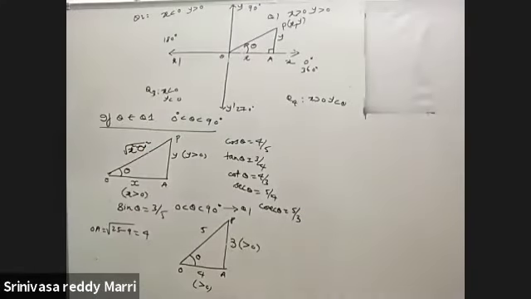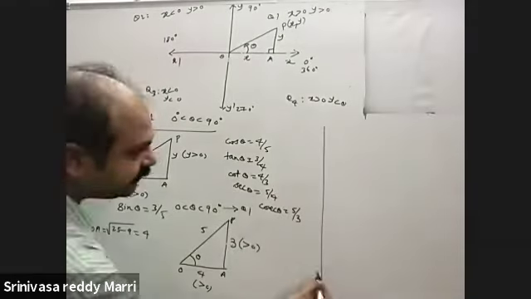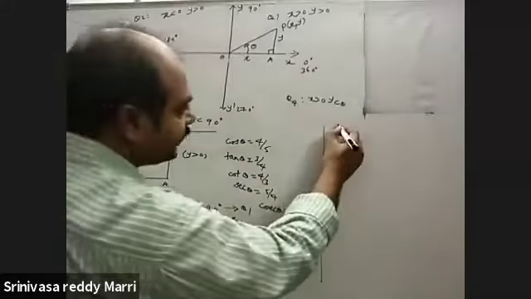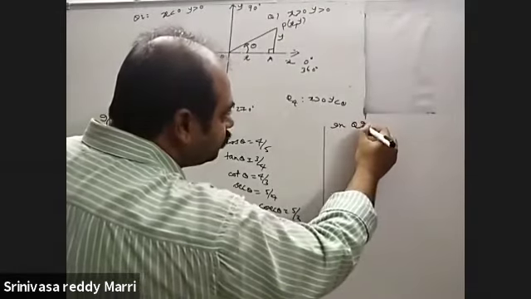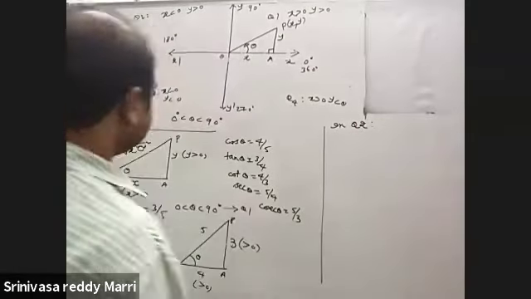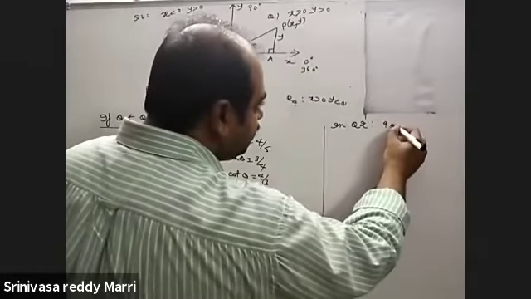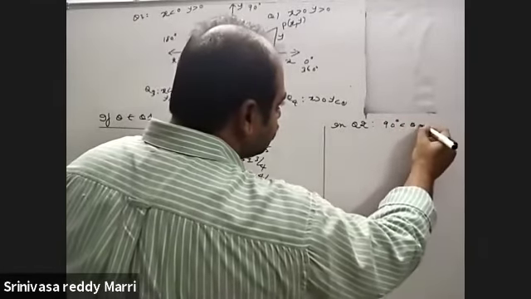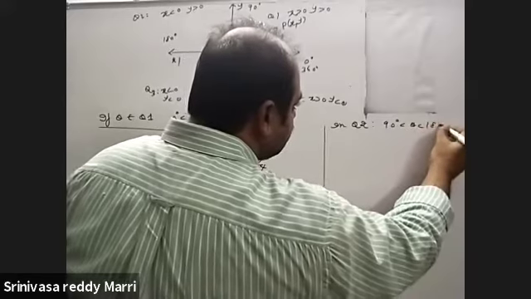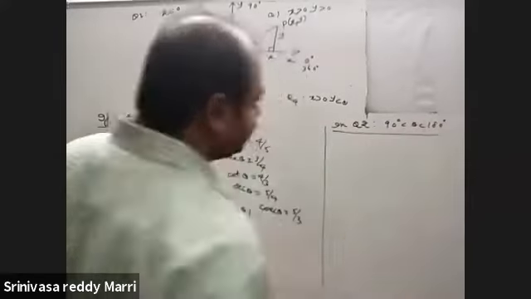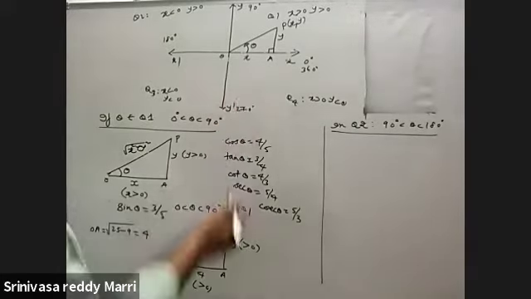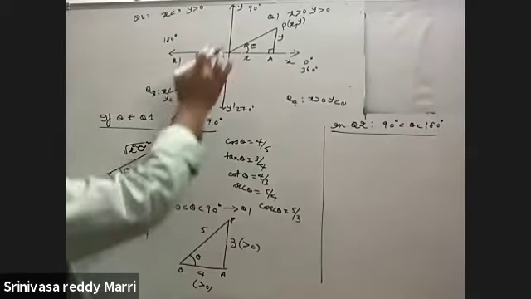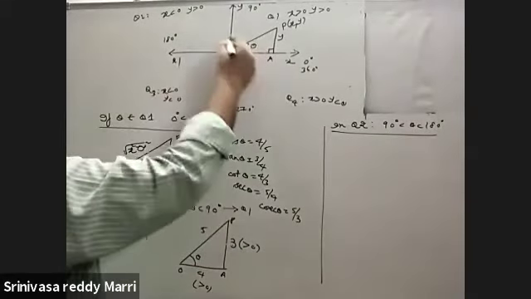In quadrant 1, no problem. Here positive will be there, here positive will be there. Now look at quadrant 2, that means angles from 90 to 180 degrees. If we measure the angle in quadrant 2, let us say 120 degrees.